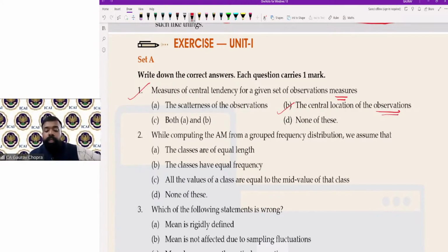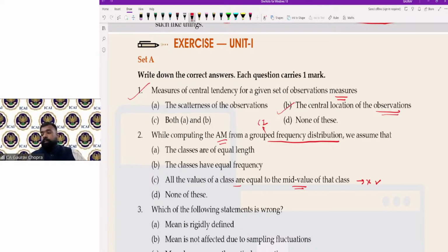Then by computing arithmetic mean from a grouped frequency distribution, that is class interval की बात हो रही है, we assume that, क्या assumption रहती है हमारी? All the values of class are equal to mid value of that class, क्योंकि हम mid value calculate करते हैं for x. So this is our basic assumption.